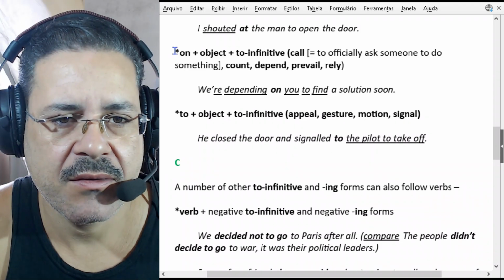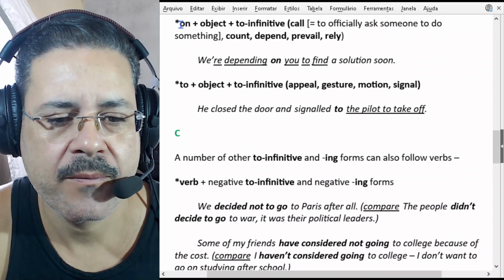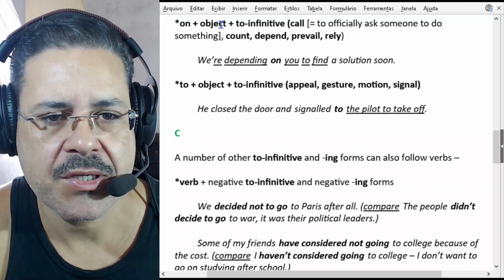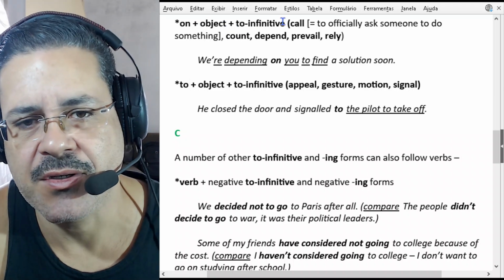We've got here the preposition on plus object plus to infinitive.